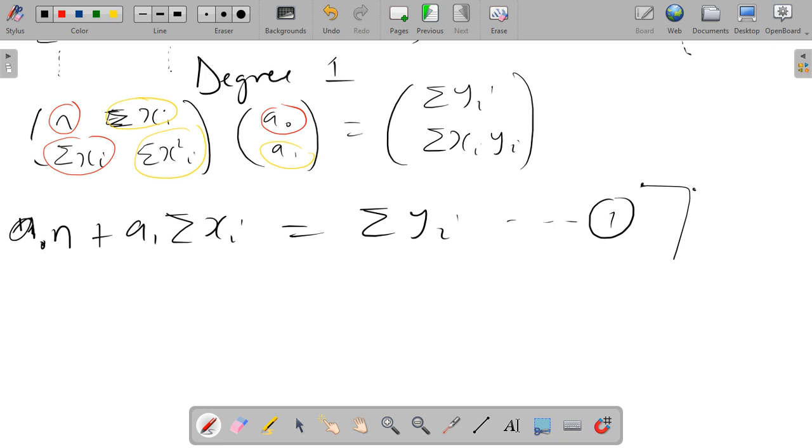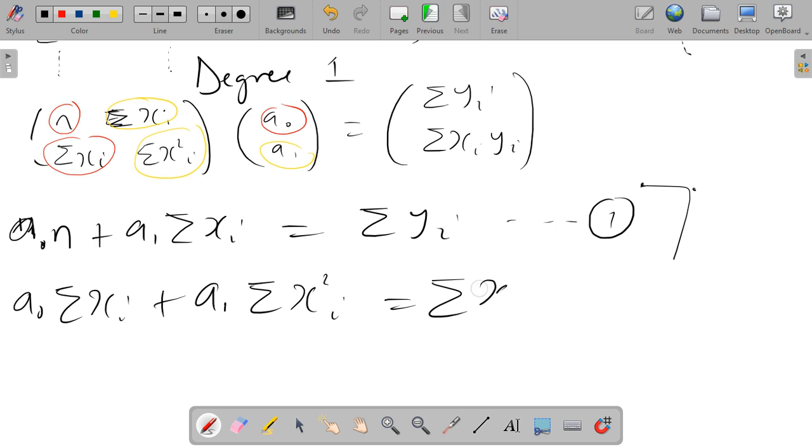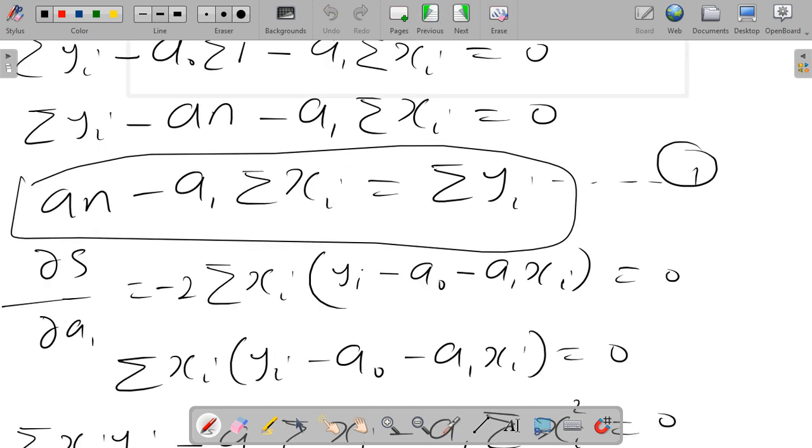So for this one to multiply, I'm going to have what? A0 summation xi, plus this one multiplies one to have what? A1 summation x squared i, is equal to what? Summation xi yi. See that? So that is our equation 2. Let's check if it's the same thing. Go to the previous page, equation 2.